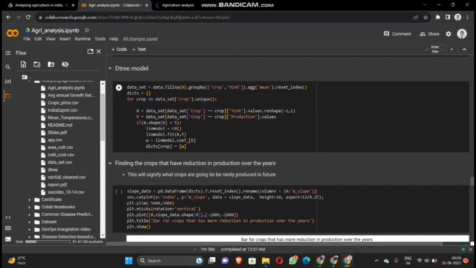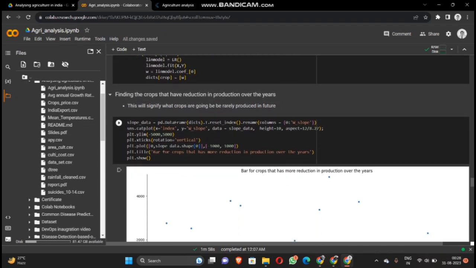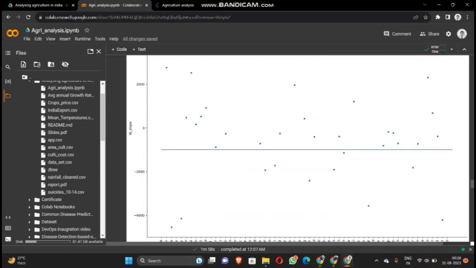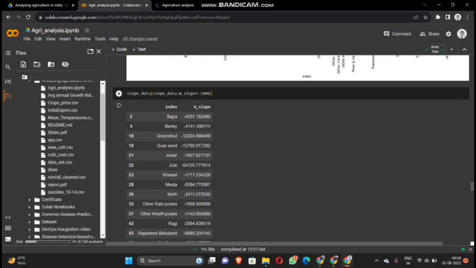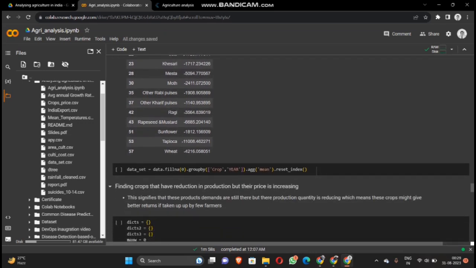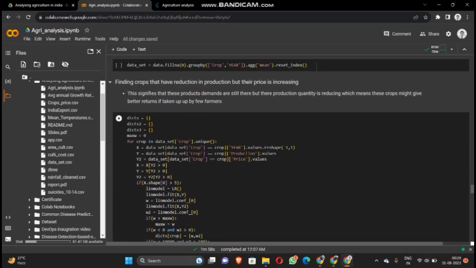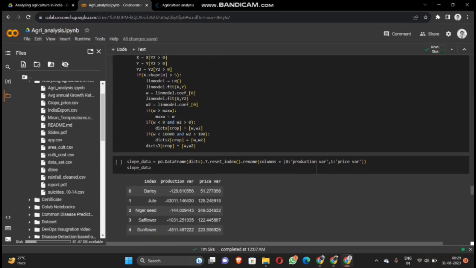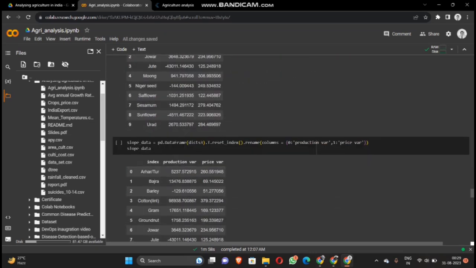This is our T3 model. Now we are finding which crops have reduced in production over the years. So it is the visualization about the same. Now it's showing in a slope graph. Similarly, the crops which have reduced in production but whose prices are increasing day by day, we are visualizing that too.